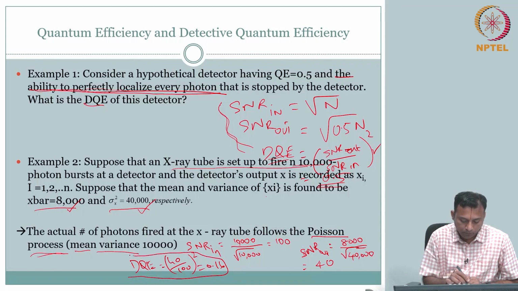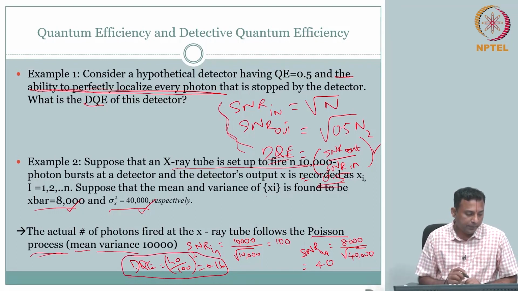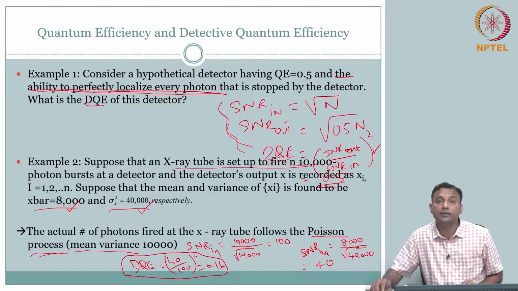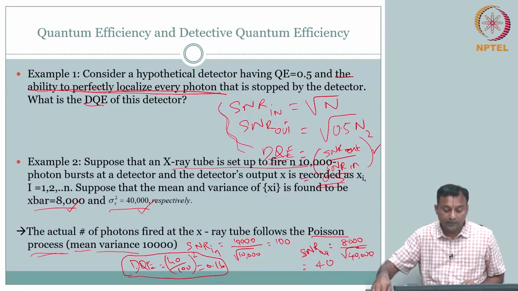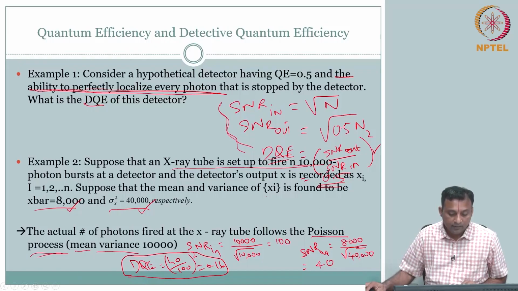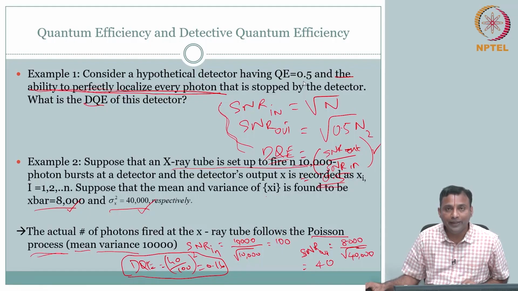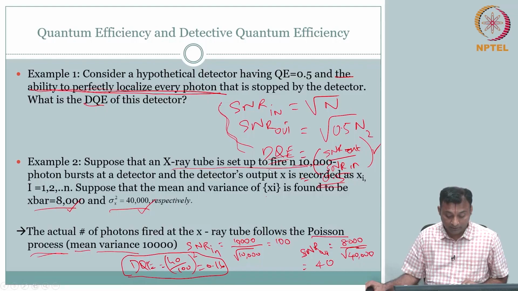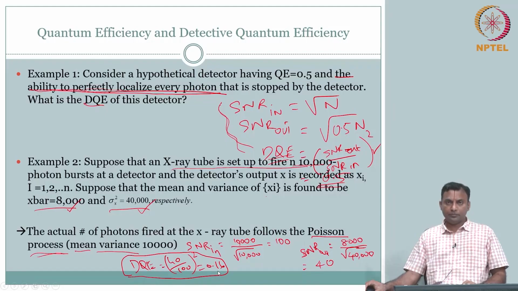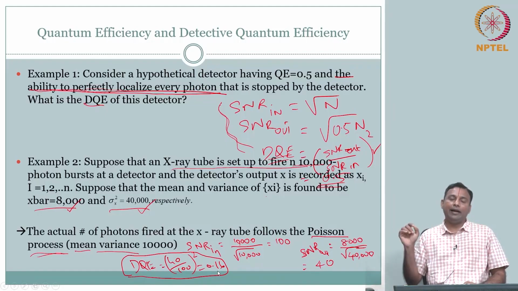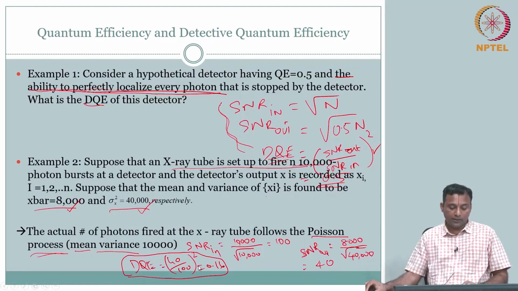Clear? What does this say? This says that in the previous example we saw 0.5 as your QE, and your QE and DQE were the same, whereas here your DQE is only 0.16, meaning only 16% of the photons are correctly identified, detected. So that is what this tells.